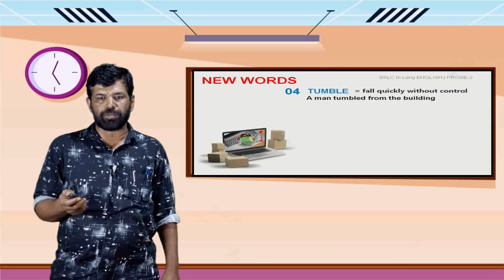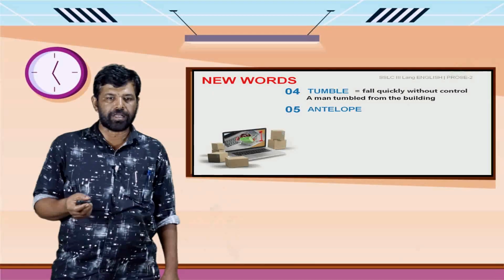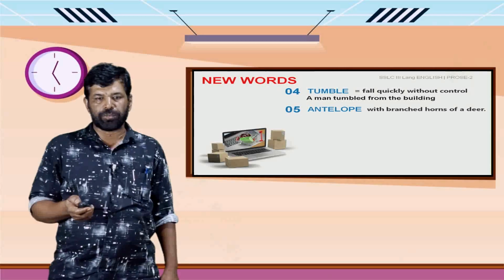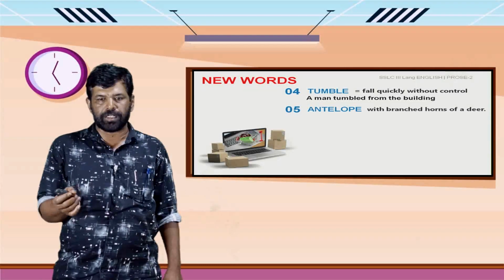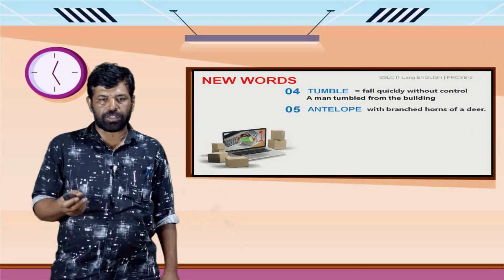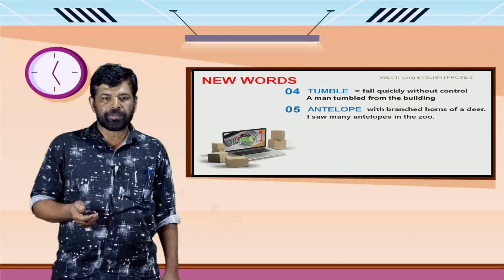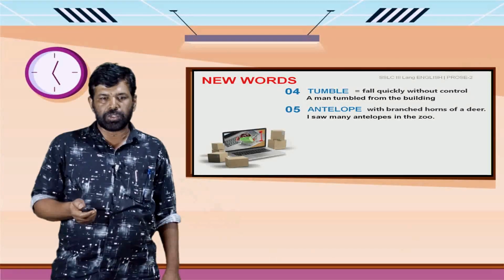A man tumbled from the building. And antelope. So antelope is a deer with the branched horns. It's a kind of deer with horns. That's called antelope. So I saw many antelopes in the zoo.